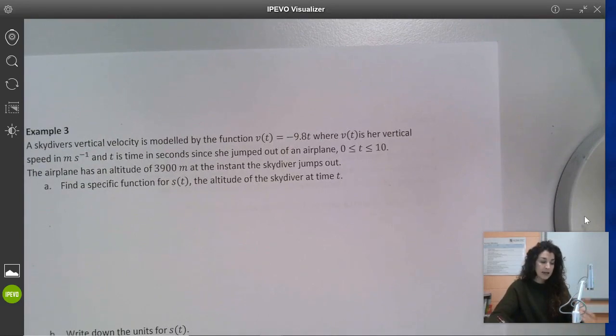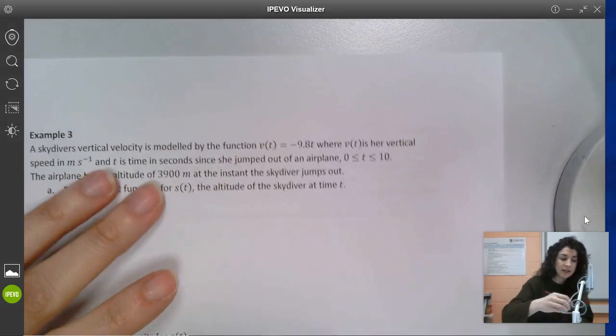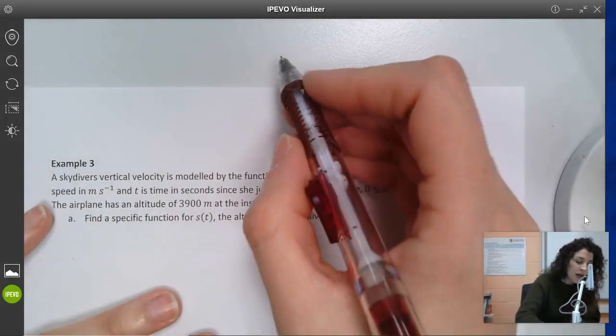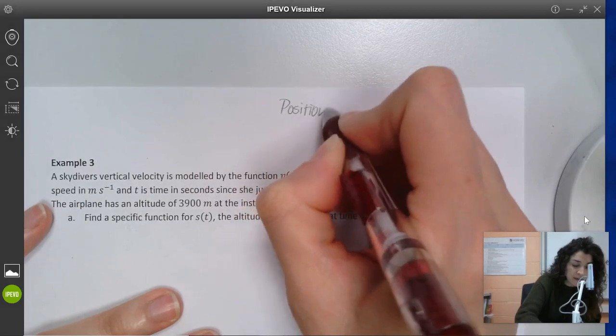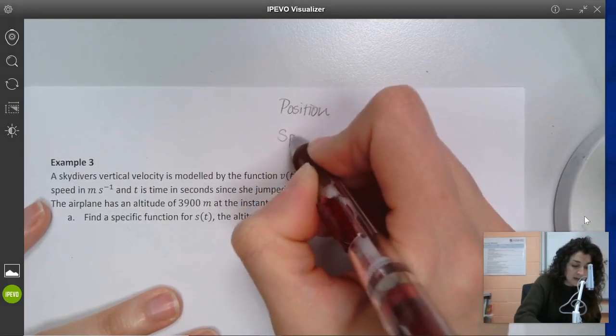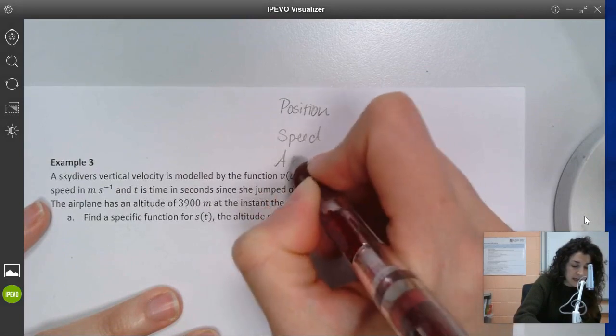So I want to remind you really quickly about some relationships here that you're going to see in this example 3, and you're just going to see a lot in a lot of the problems that we go through with calculus, and especially now that we know integrals, is the relationship of position to speed and then acceleration.